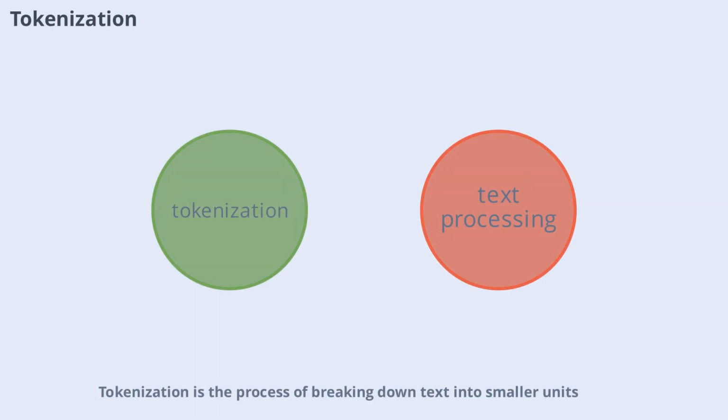Tokenization is the process of breaking down text into smaller units, usually words or phrases called tokens. This step is essential because it allows computers to analyze language at a granular level. For example, the sentence "NLP is amazing" would be split into 3 tokens: "NLP," "is," and "amazing." Tokenization is a simple yet powerful tool that enables deeper analysis and understanding of language.